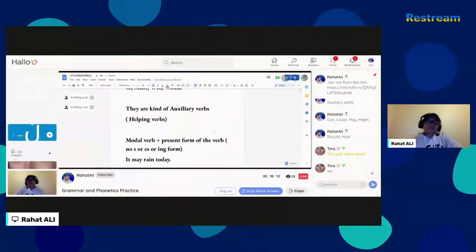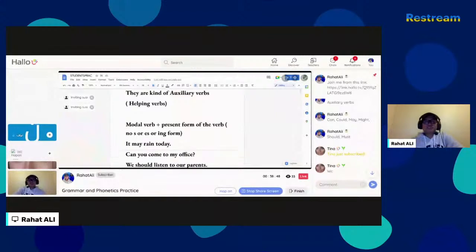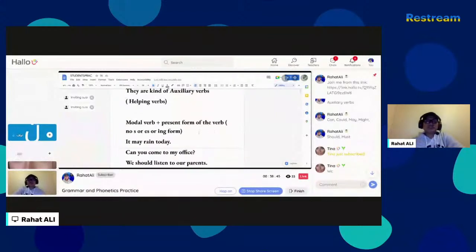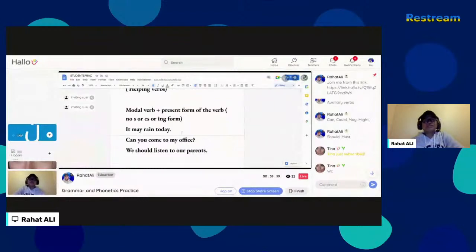And remember, after the modal verbs, whatever the next verb is, it should always be in the present form, without s, no s or es or ing form, past form, any other thing. Because I've seen many times people use it wrongly, incorrectly.